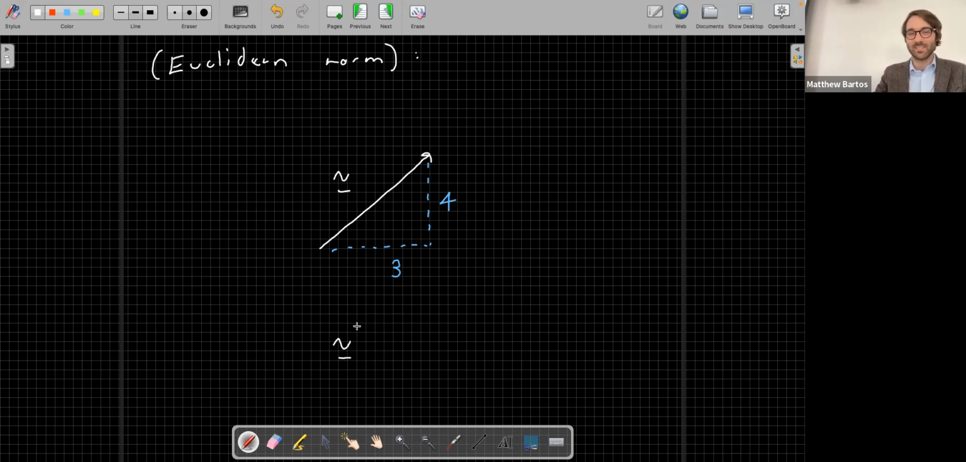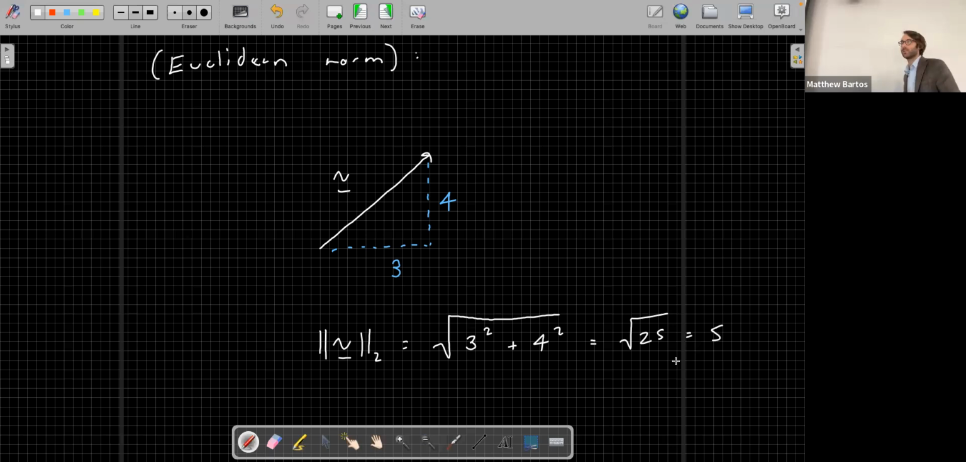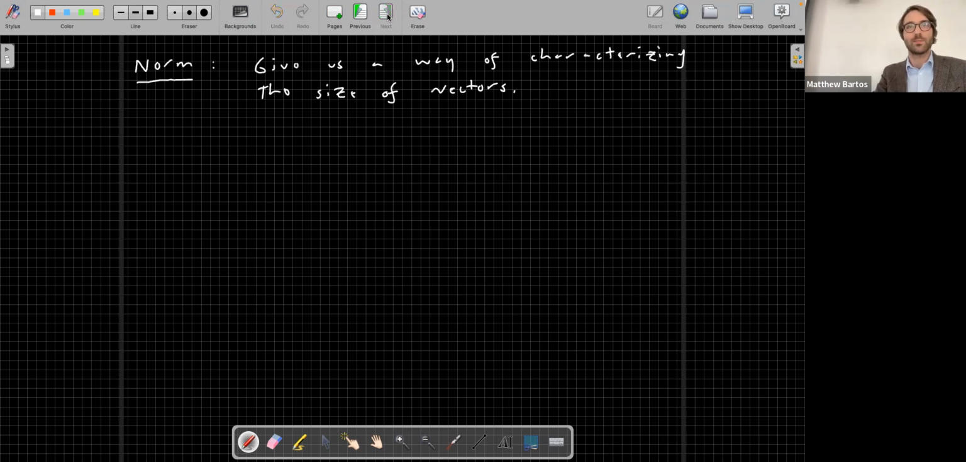So I picked a nice example here, but the 2 norm of V, as you probably know from geometry, would be the square root of 3 squared plus 4 squared. So it's the hypotenuse of this triangle here, which will be square root of 25, which is 5. Right. So that's probably the most familiar norm you're used to working with. This is not the only norm for the R2 vector space. There's other norms that we can define that are often useful for different kinds of problems, as I mentioned. Okay, so formally, a norm is a norm on a vector space.